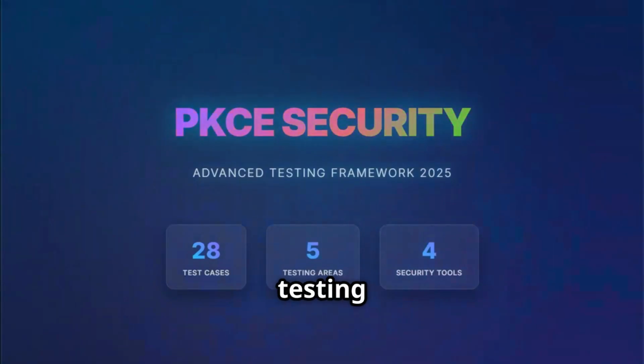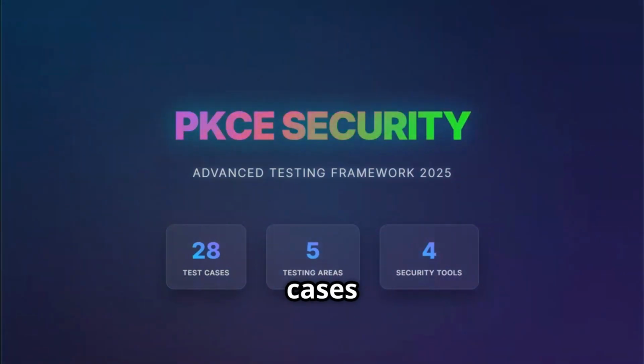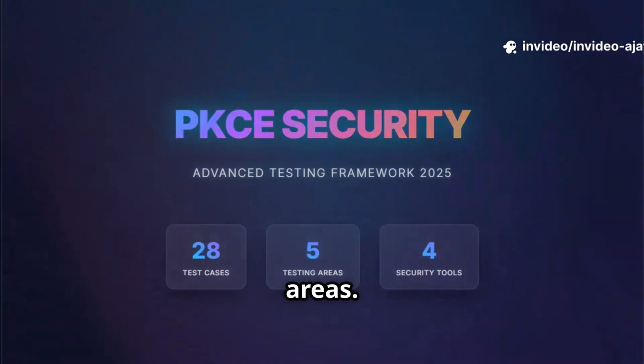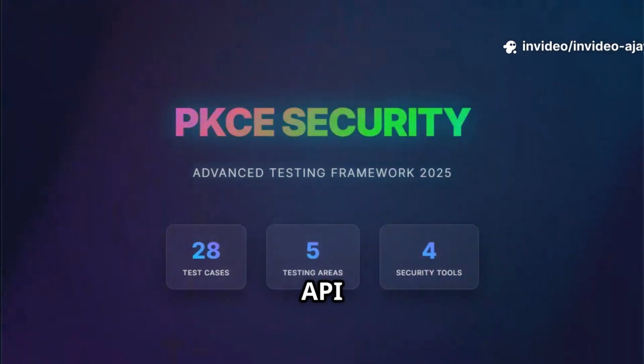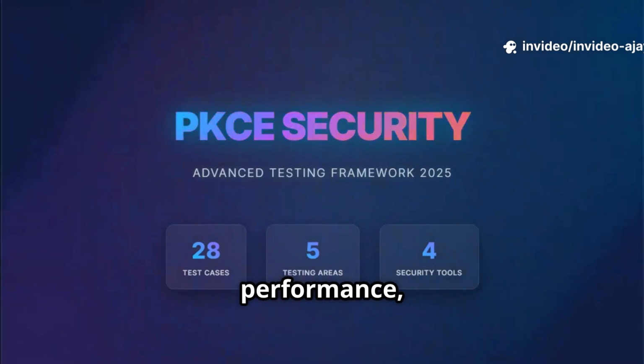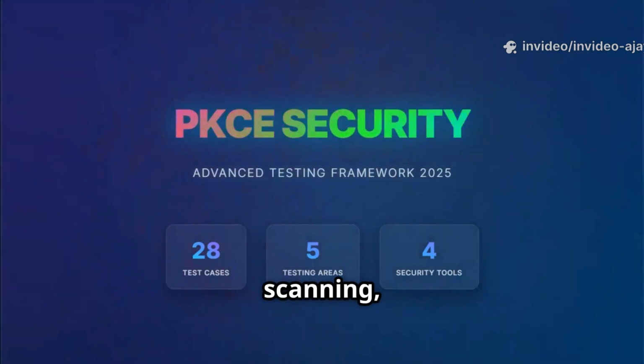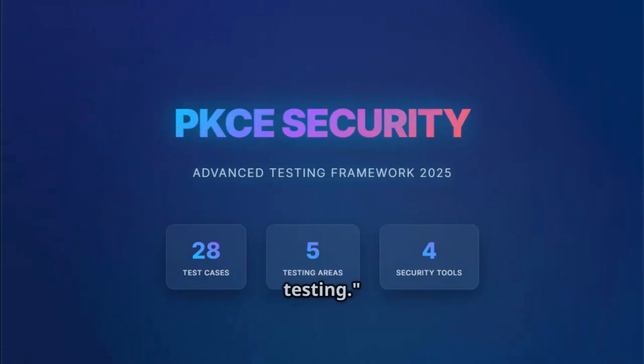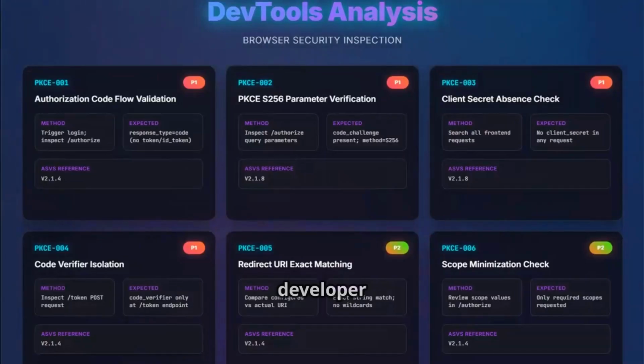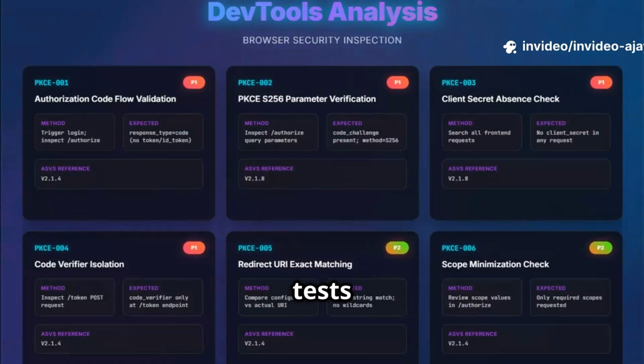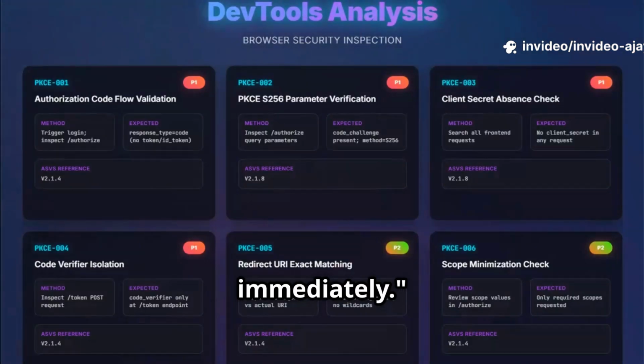Our comprehensive testing framework covers 28 test cases across 5 critical areas. We'll use browser DevTools, API testing, JMeter for performance, OWASP ZAP for security scanning, and specialized client-side testing. Let's start with what every developer has access to, browser DevTools. These 6 tests are your first line of defense and can catch critical misconfigurations immediately.